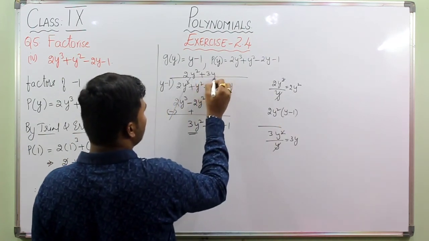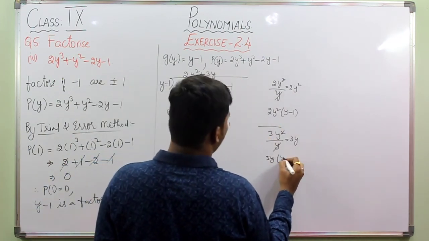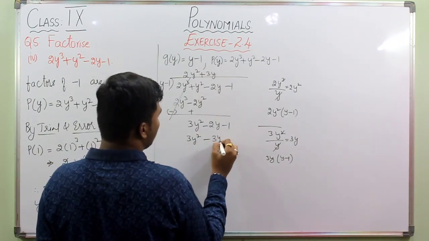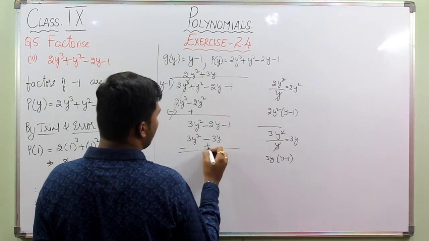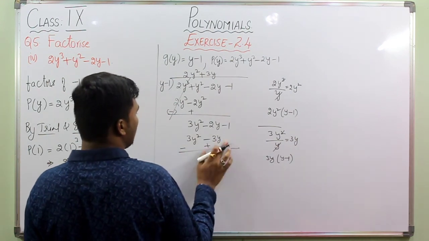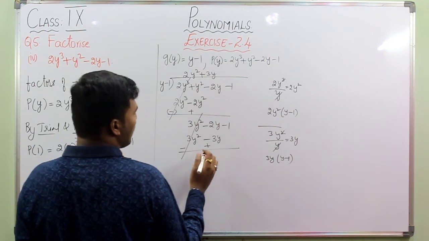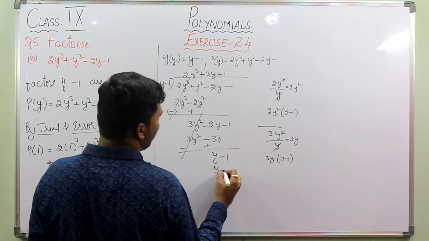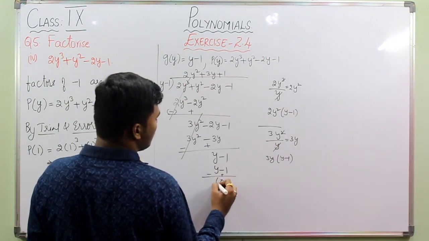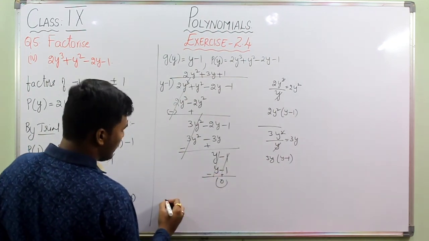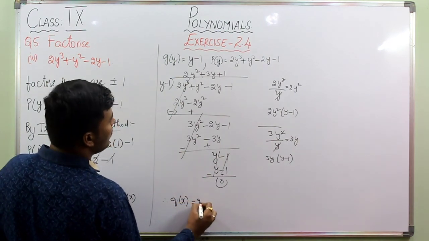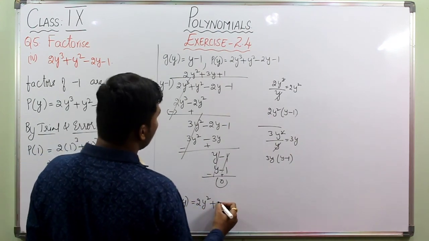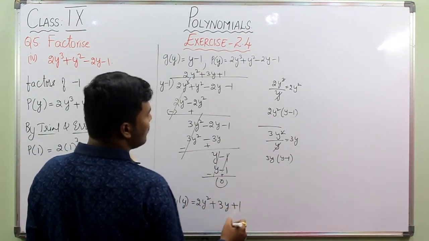So let us write it as plus 3y. So 3y into y minus 1 will become 3y square minus 3y. Okay, change the symbols, minus plus, minus plus, last term not required. So it will become cancel. So you are having y minus 1. So directly plus 1 into y minus 1. Change the symbols, 0. Okay, so therefore q of y is equal to 2y square plus 3y plus 1.